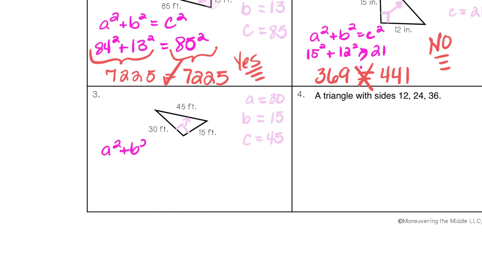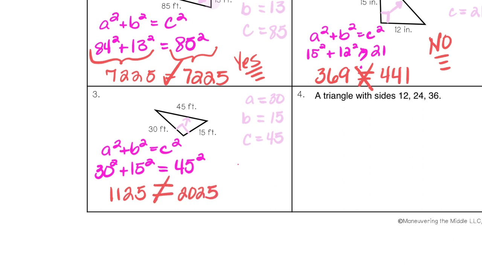So A squared plus B squared equals C squared is what we're working with here. I want to know if 30 squared plus 15 squared is equal to 45 squared. Now, I know you may say, oh, 30 plus 15 equals 45, but that's not how it works. We have to put it into Desmos to see if those two values are actually equal. 30 squared plus 15 squared is 1,125, while 45 squared is 2,025. That means they are not equal, so this would not be a right triangle.